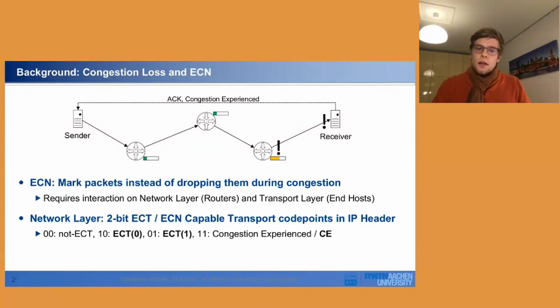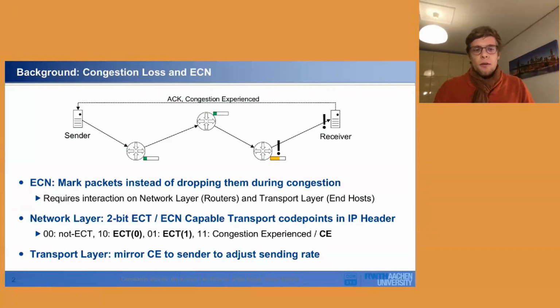And on the network layer, we have a 2-bit ECT field. This basically tells routers that ECN can be used. So this is signaled by using ECT0 or ECT1 signals. These signals have the same meaning at the beginning, but now have a different meaning. I will get to that in a minute. And then there's also the congestion experience flag, which is basically used by the routers to mark the packets. And of course, our transport layer has to mirror this congestion experience back to the sender, so that it knows that it has to adjust the sending rate.